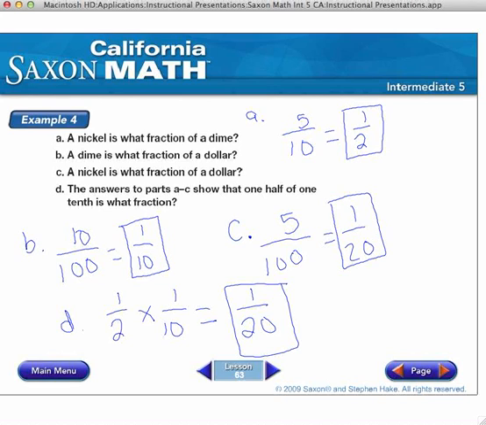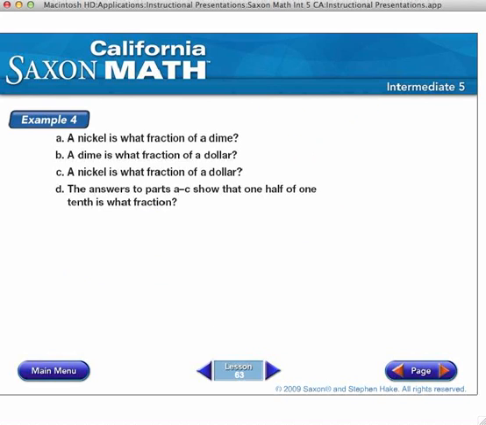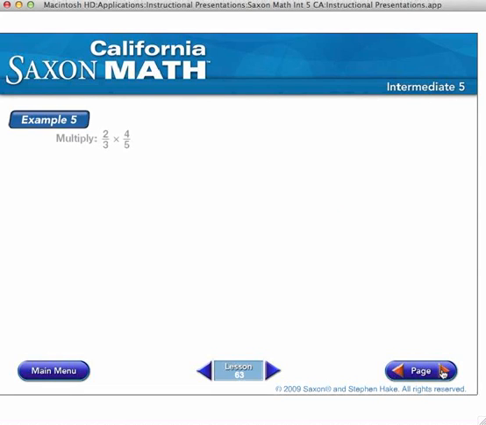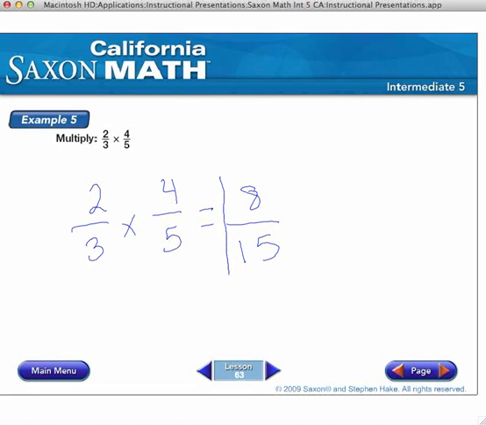Okay, that's it for your lesson, oh, nope, example 5, excuse me. One more. Multiply 2/3 times 4/5. Okay? 2/3 times 4/5. We multiply straight across. Numerator times numerator. 2 times 4 equals 8. And denominator times denominator. 3 times 5 equals 15. So 2/3 times 4/5 equals 8/15.